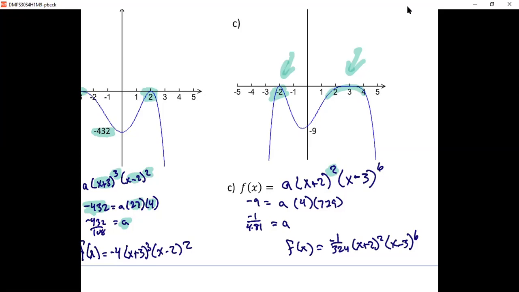This is one of those situations where if you did this as a 4th degree, I definitely would not count you wrong, because this is something you don't fully know. So whether you do it as a 4th or a 6th degree, I would accept both of those answers. So in this case, if I do it as a 6th degree, once again, plug in 0 and 9, we end up getting a is -1 over 324.